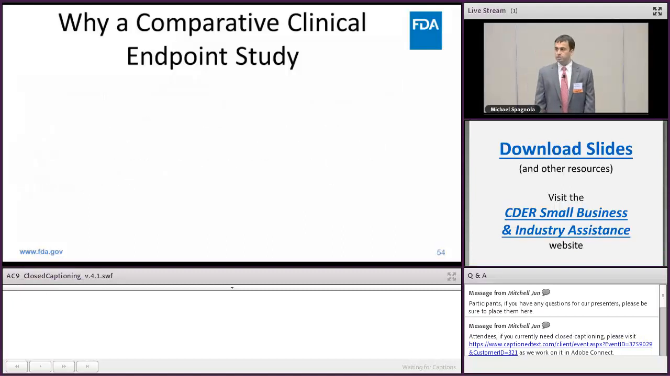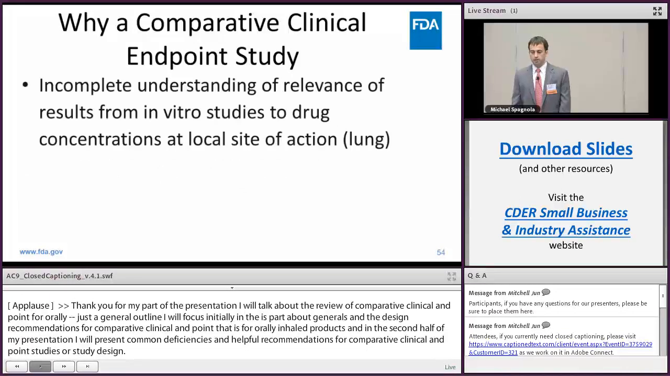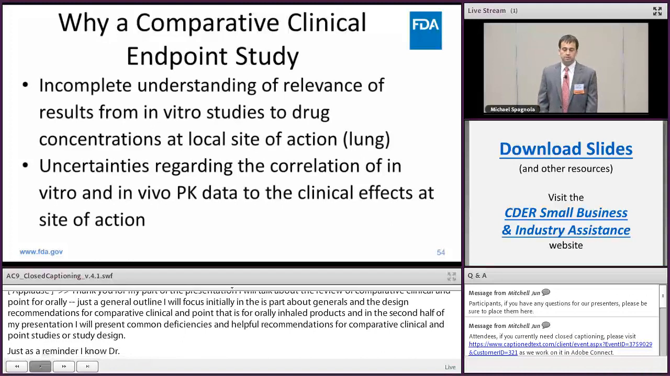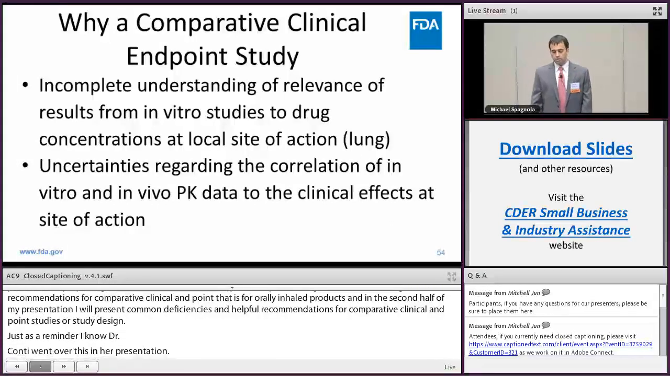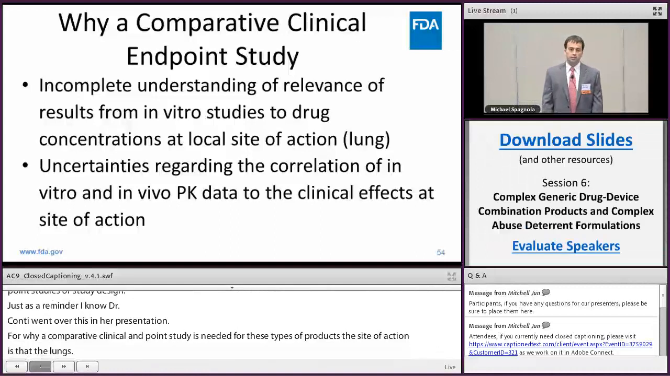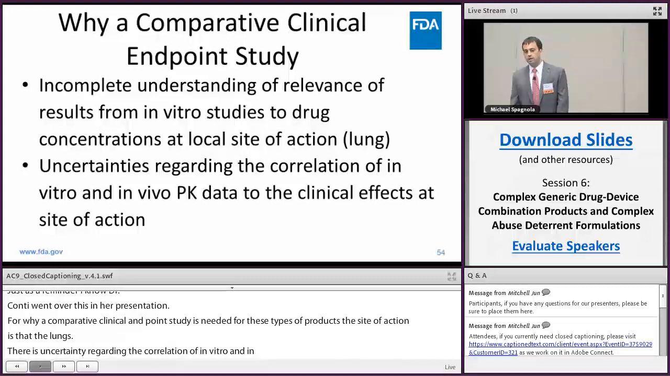Just as a reminder, I know Dr. Conti went over this in her presentation, why a comparative clinical endpoint study is needed for these types of products is that the site of action is at the lungs. And so there's uncertainty regarding the correlation of in vitro and in vivo PK data to the clinical effects at the site of action. That's why a comparative clinical endpoint study is needed for these types of products, and a pharmacokinetic study is not enough on its own.